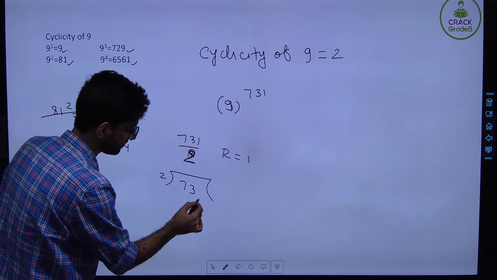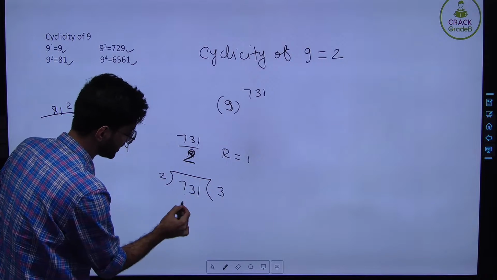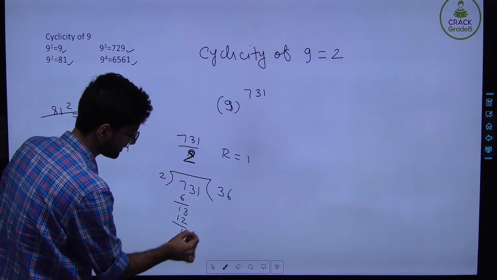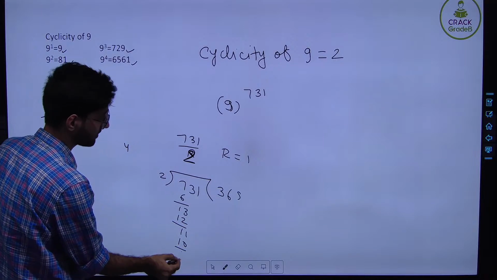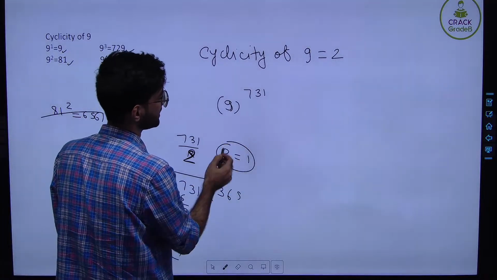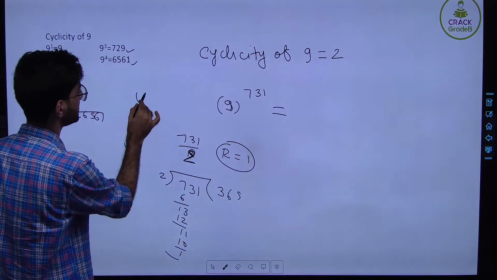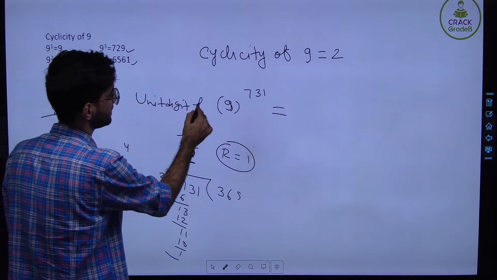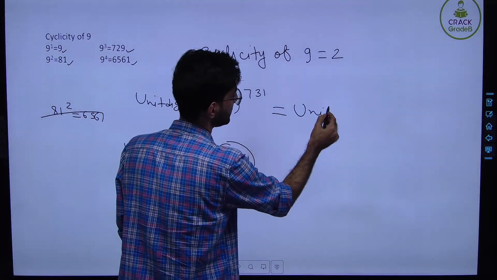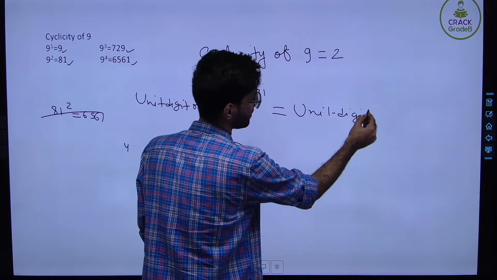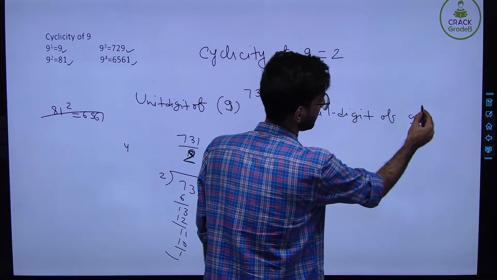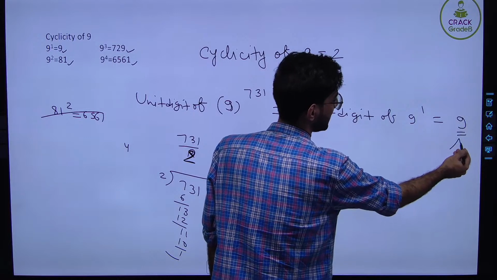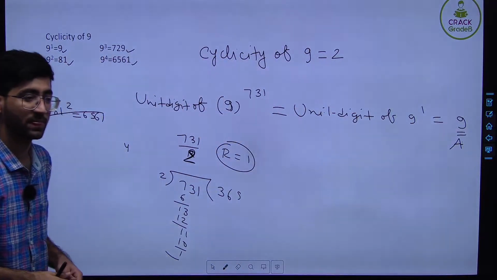See, we can also check it. 2 into 3, 6. 1, 3, 2 into 6, right? So the remainder is 1. If the remainder is 1, means unit digit of 9 to the power 731 will be equal to unit digit of 9 to the power 1, right? And what is 9 to the power 1? That is basically 9. So very simple. 9 will be the correct answer, right?